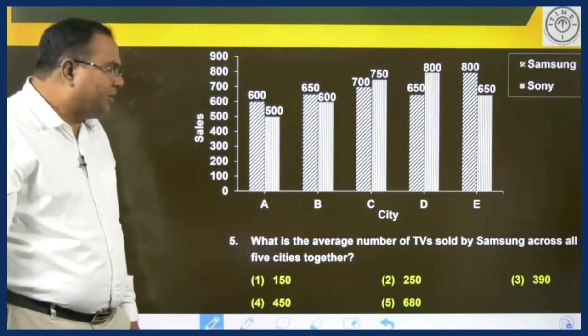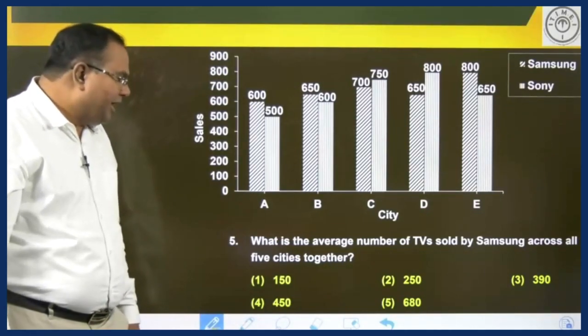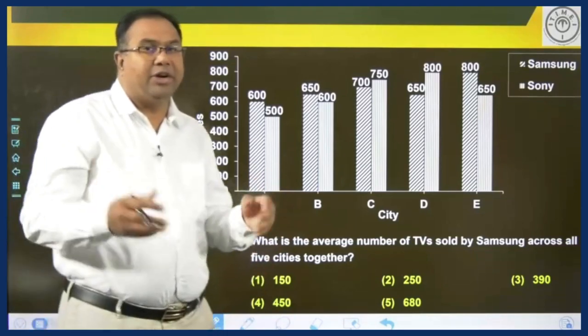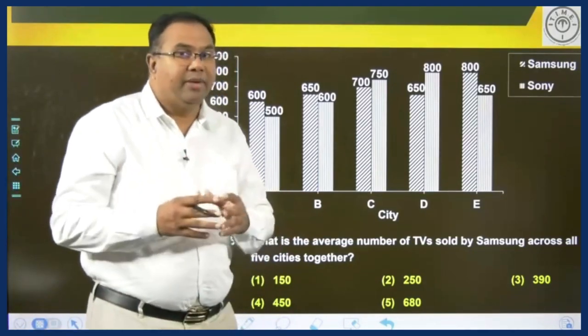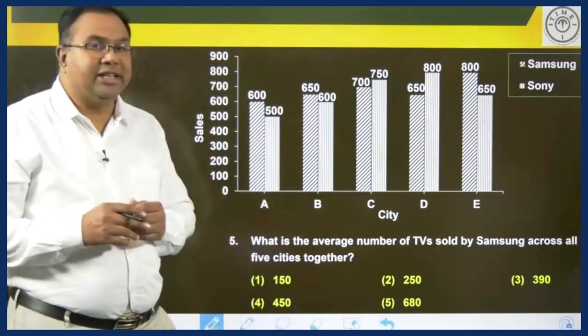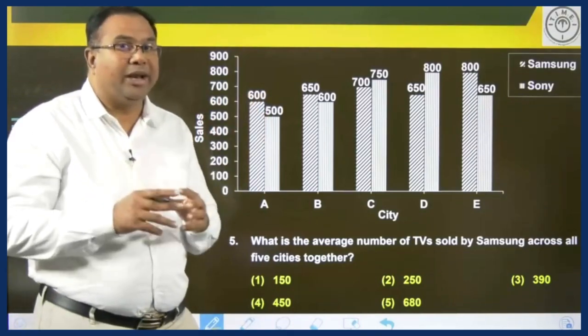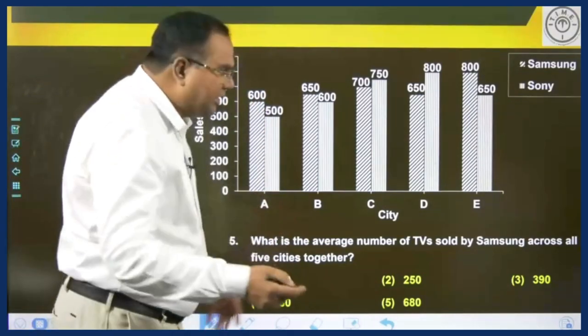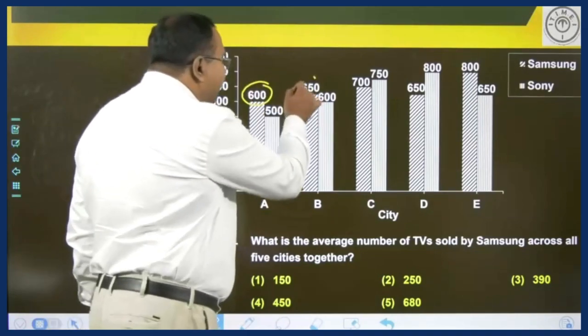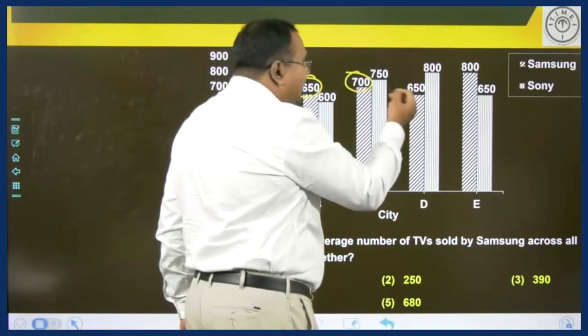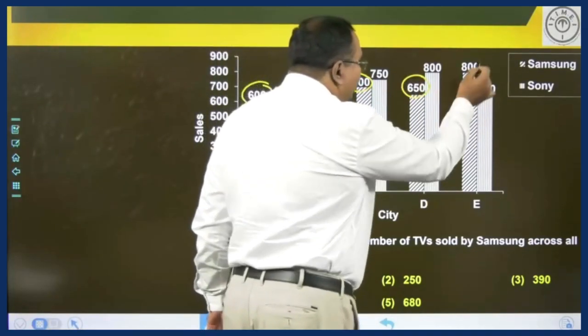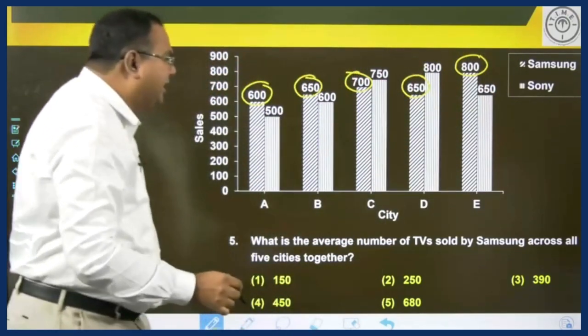What is the average number of TVs sold by Samsung across all the 5 cities together? Obviously, you have the total sales of Samsung. If you remember, at the beginning while we were discussing this set, I told you we have added the total of Samsung. Otherwise, once again we will add 600, 650, 1250, 700, 1950, 2600 plus 800, 3400.